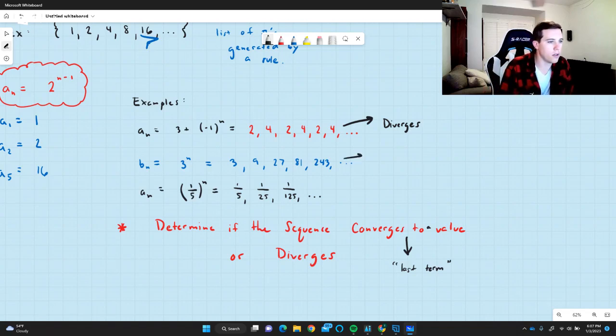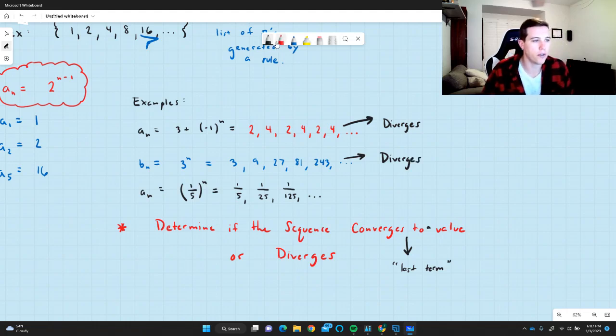This next one definitely is not going back and forth. It's just getting bigger and bigger. So when you have a sequence that just gets bigger and bigger, that also diverges. So it goes to infinity. Don't say converges to infinity. If it goes to infinity, we say it diverges.